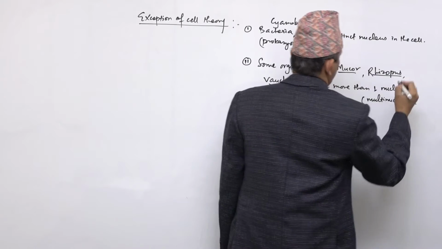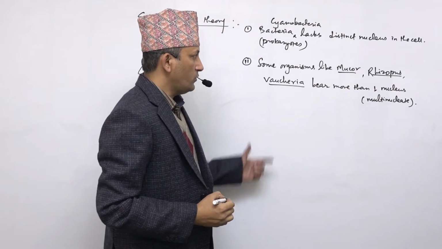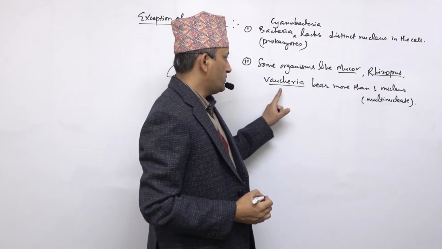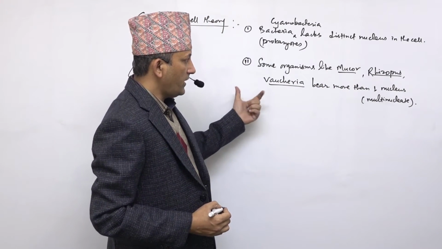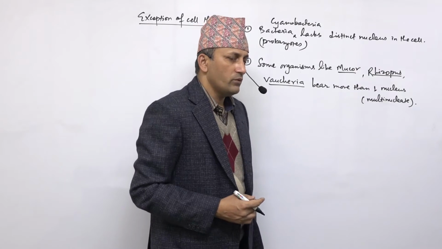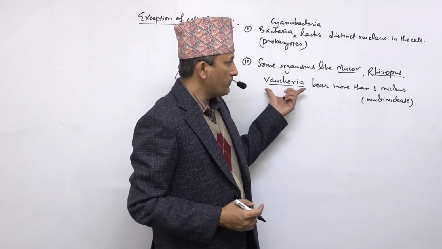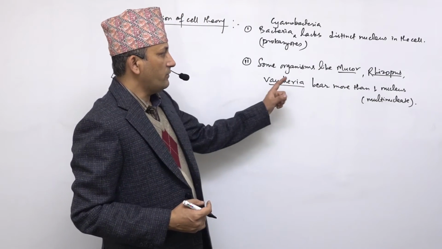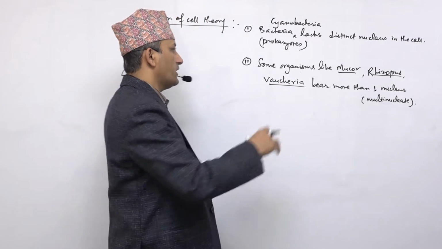मल्टिन्युक्लिएट यस्तो अर्गानिजम पनि पत्ता लाग्यो जसमा एउटा भन्दा धेरै न्यूक्लियस छ. फर एक्जाम्पल मैले लेखेँ म्युकर, राइजोपस, भौचेरिया. These are the plants which bear more than one nucleus. So this type of plants are also known as the multinucleate. यिनीहरुको सेलमा हेर्यो भने एउटा भन्दा धेरै न्यूक्लियस हुन्छ. सो दिस इज अनदर एक्सेप्सन्स.